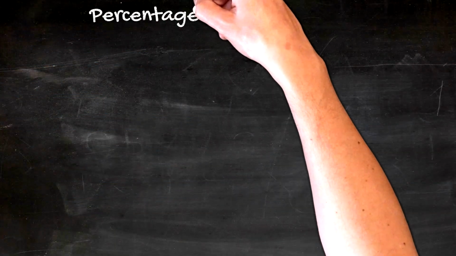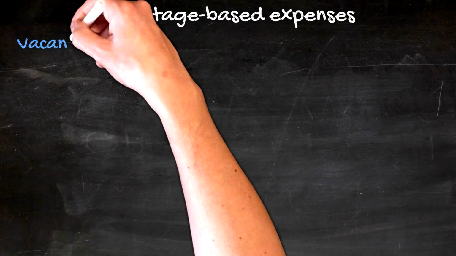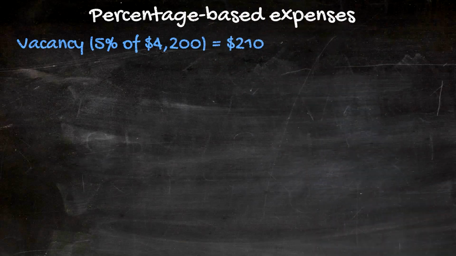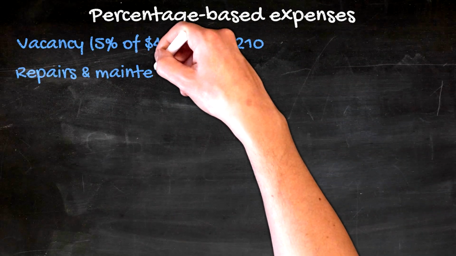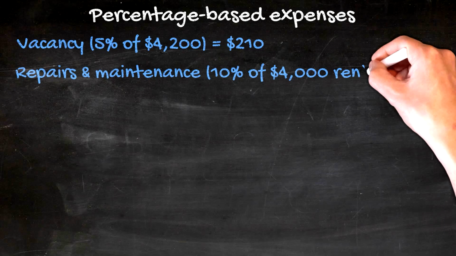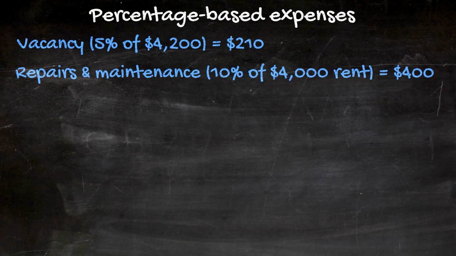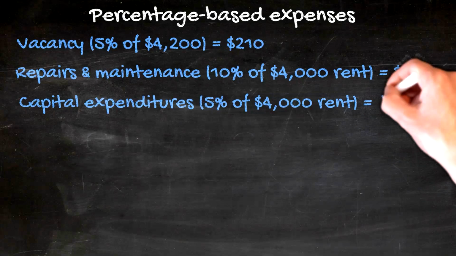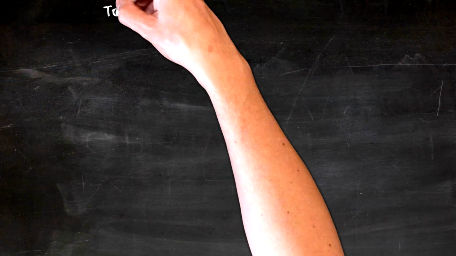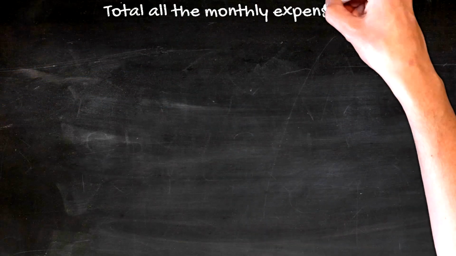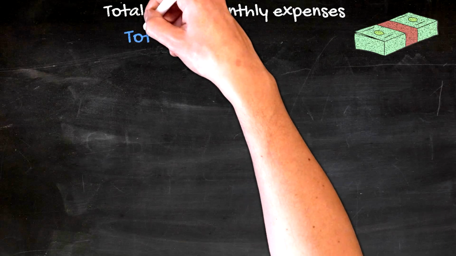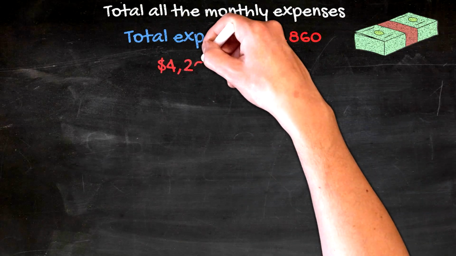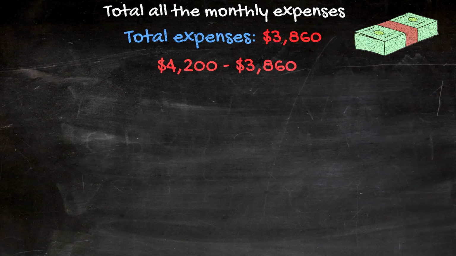Now let's calculate our percentage-based expenses. Vacancy, 5% of $4,200 equals $210. Repairs and maintenance, 10% of $4,000 in rent equals $400. Capital expenditures, 5% of $4,000 of rent equals $200. Now let's total all of these monthly expenses. The total comes to $3,860. Now subtract that from our total income of $4,200.